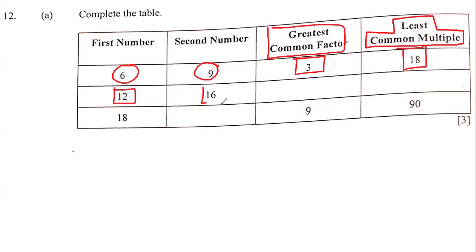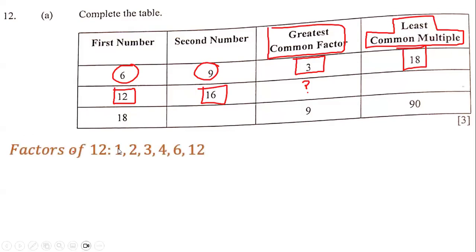So now what they want us to figure out is the greatest common factor of 12 and 16. Class, what is the greatest common factor of 12 and 16? 4? All right, let's list the factors of 12. Always start with 1. Factors of 12: 1, 2, 3, 4, 6, and 12. Very good.